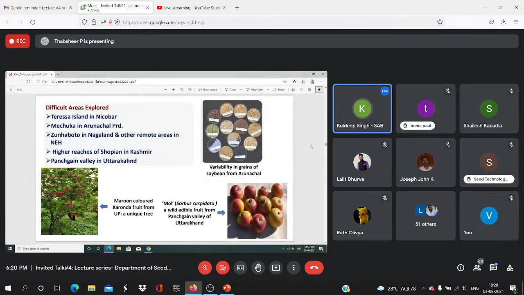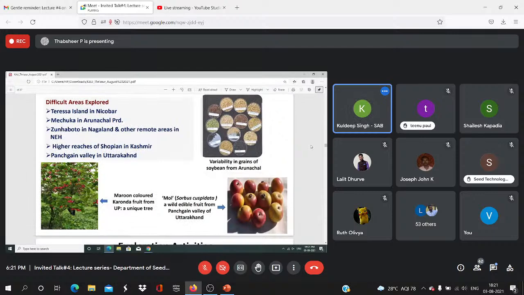And all these things show that we are not really stressing only on the mainstream crops. We are looking at conserving the wild fruits, the crop wild relatives, and other species which may not be directly related to food, but may be related indirectly to aesthetics and other things as well. So that's how the emphasis is changing. Next slide, please.